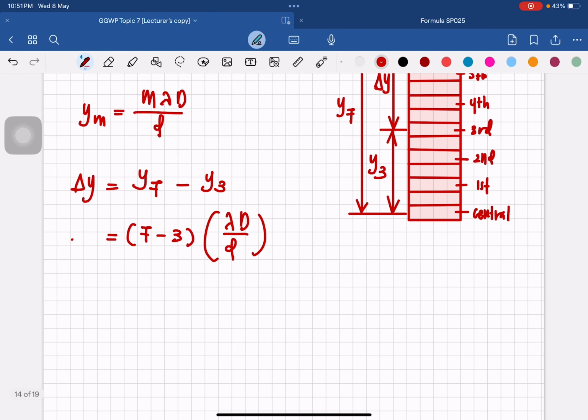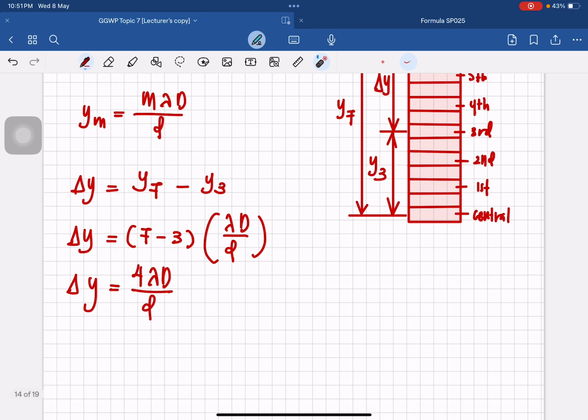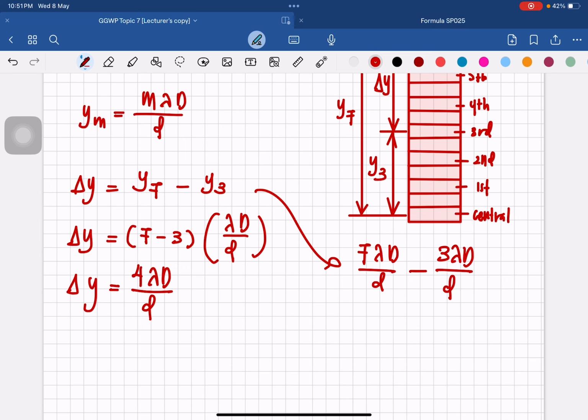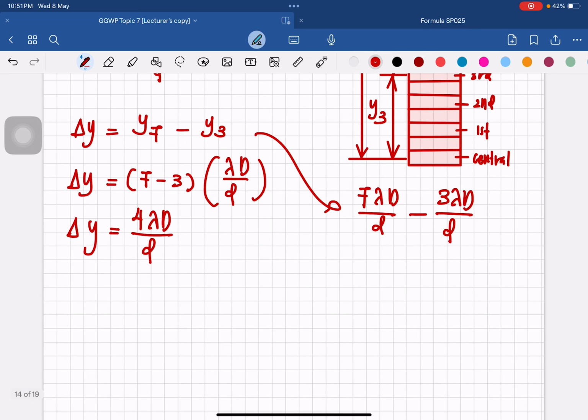So basically, the fringe separation between the seventh and third bright fringe is going to be 4 times lambda D over lowercase d. Okay, can you understand? Because this part is the same. If I write the long working, it's basically going to be 7 lambda D over lowercase d minus 3 lambda D over d. So even if we factorize out the number, it's going to be 7 minus 3 lambda D over lowercase d. Okay, so this is what I'm trying to do.